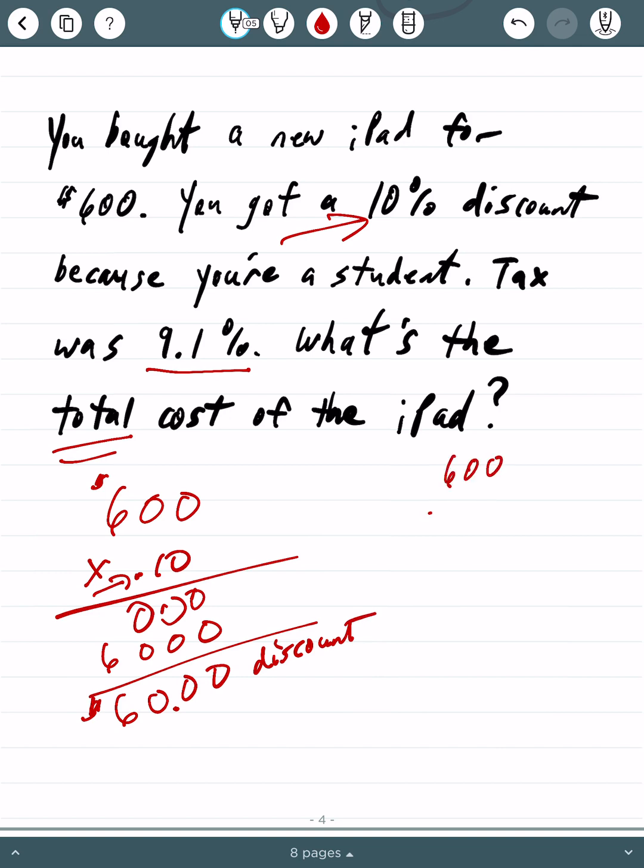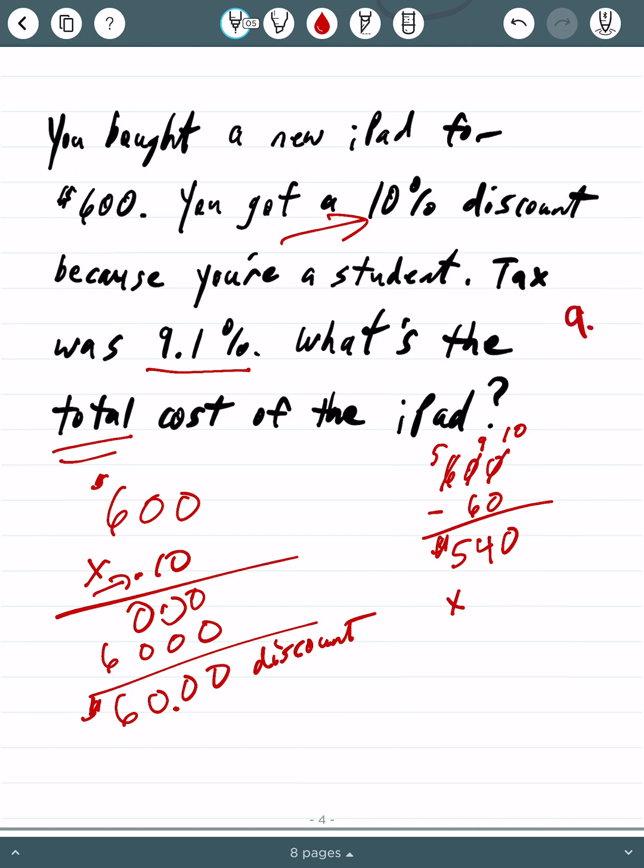So 600 minus 60, I promise you, is $540. If you wanted to borrow, it would have looked like that. We had to borrow from the 6. You can't borrow from a 0. So the cost of the iPad is $540 with your discount. Unfortunately, you now get to do tax.